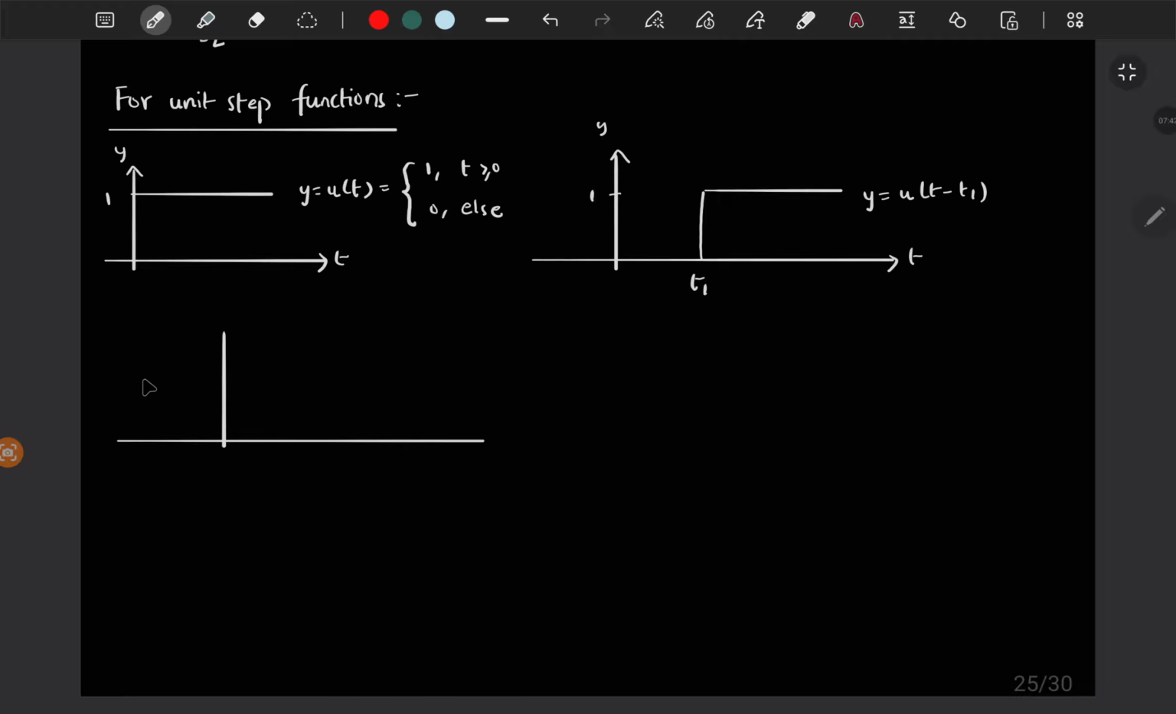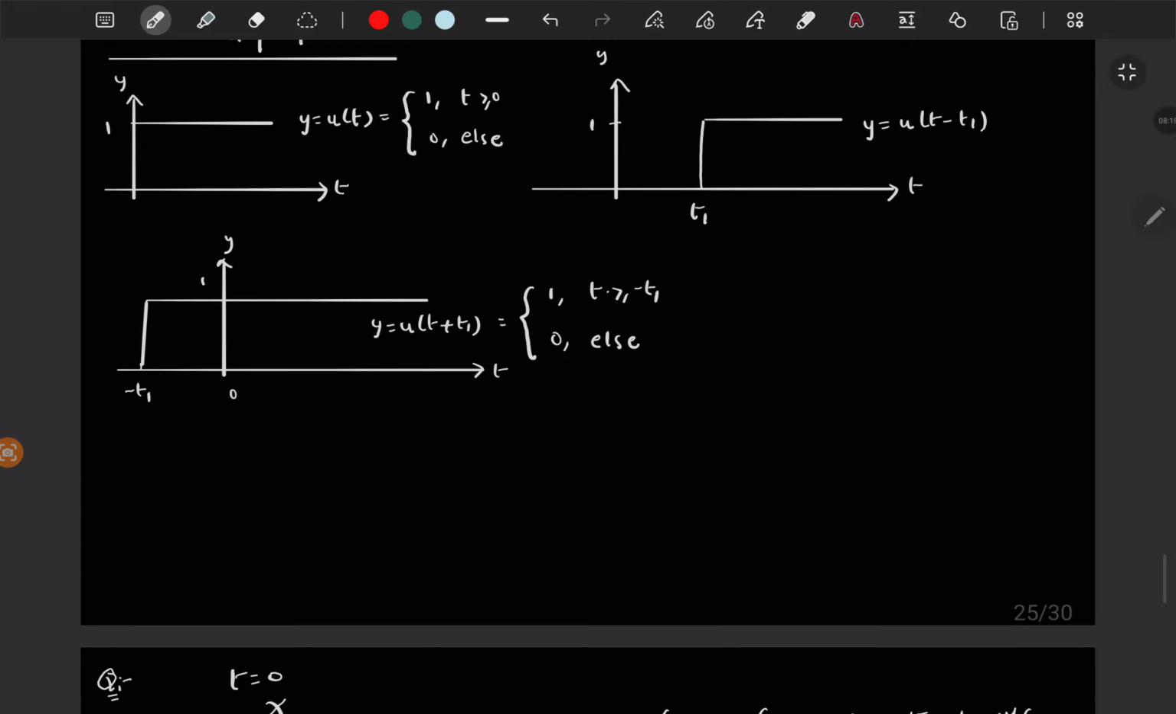And if you do left shift, then it looks like this. So it starts at, let's say, minus t1, and it will continue till t tends to infinity. So this is y is equal to u of t plus t1, which is 1 for t greater than or equal to minus t1 and 0 else. So this is how the unit step function looks like.